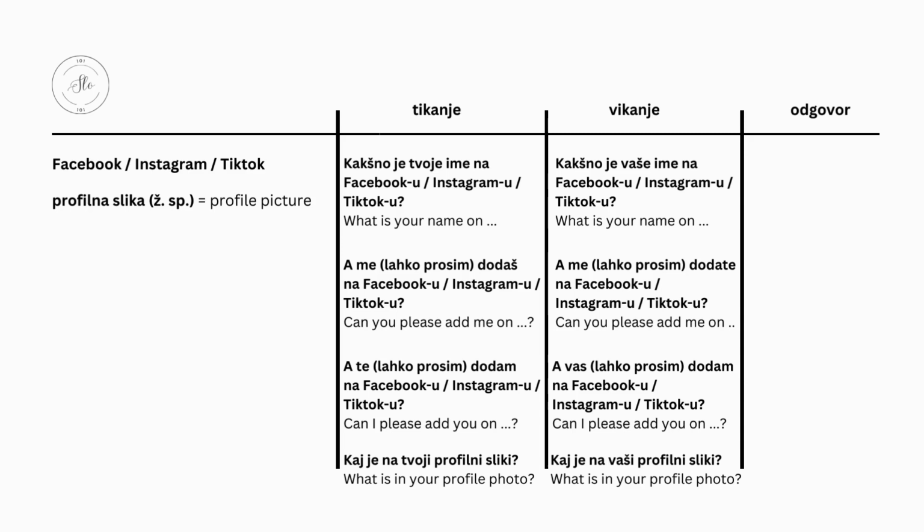If you want to search for someone on the basis of their profile picture, the words are profilna slika. For example, you could ask, kaj je na tvoji profilni sliki, if you use tikanje, or kaj je na vaši profilni sliki, if you use vikanje, which means what's in your profile photo.